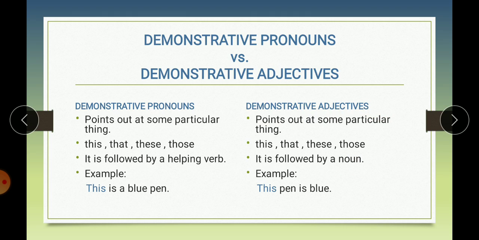Let's see some examples. This is a blue pen. This pen is blue. Now, in the sentence, this is a blue pen, this is followed by a helping verb, is. So, this is a demonstrative pronoun. This pen is blue. यहाँ पे this के बाद क्या आया है? एक noun आया है, pen. So, here, this is a demonstrative adjective. And in the first sentence, this is followed by a helping verb. So, it is a demonstrative pronoun.